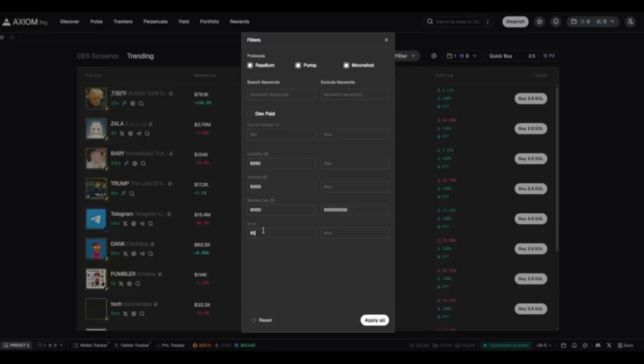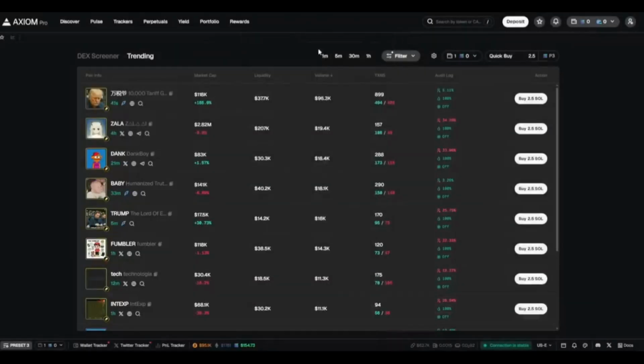And then transactions, you want anywhere from at least 75 minimum to 85. The higher the minimum transaction amount, the more selective your coins will be. And then you just do apply all. And you're going to be always on this 1 minute tab. Always. And you're going to be sorting by highest volume to lowest.